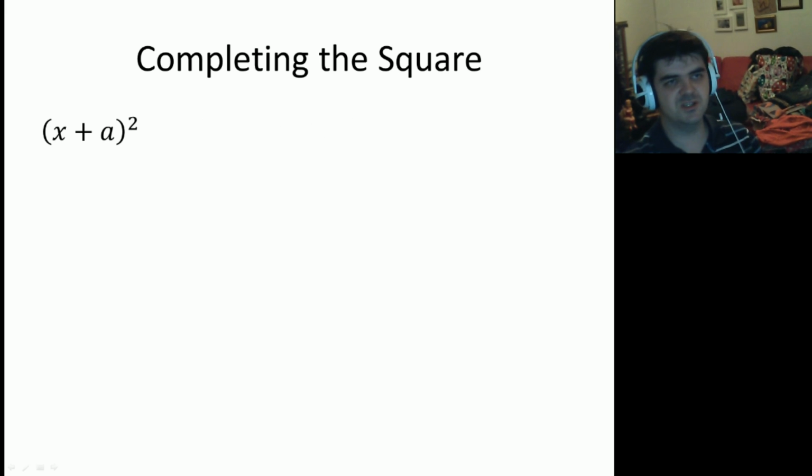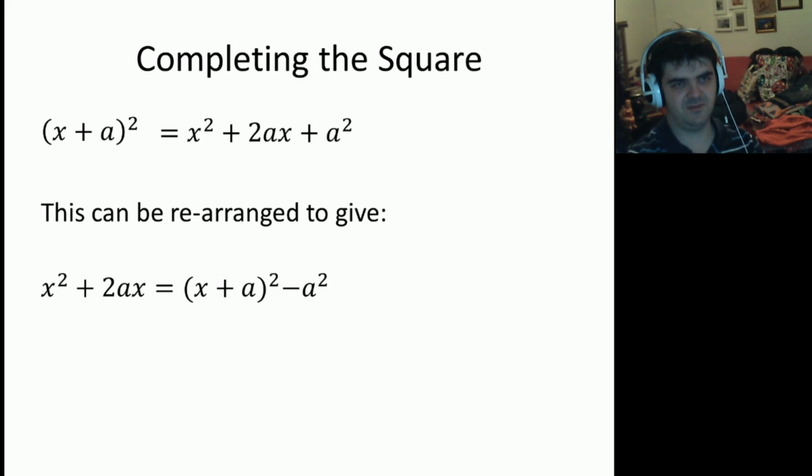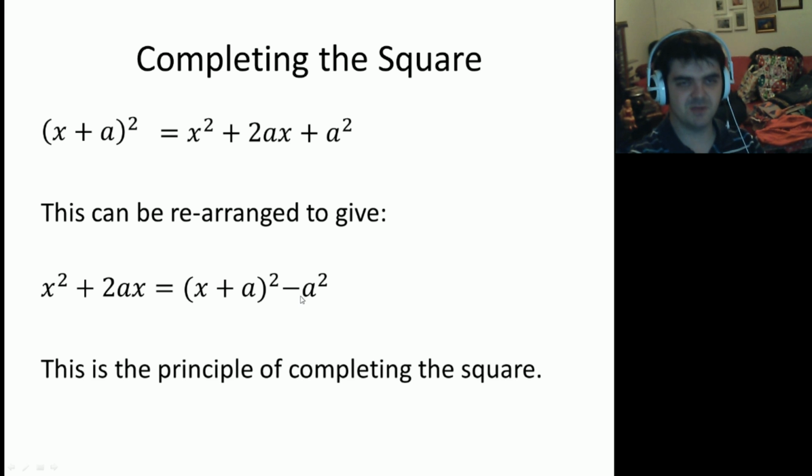So, if I have just two generic brackets together, x plus a, where a just represents a number, it could be x plus 3, what you would do is square the x, square the a, so you'd have x squared, a squared, and then you do 2 times whatever the other one's in. If you put them side by side, you'll see that's what it comes to. You would get something in this form. This can be rearranged to give you something like this: x squared plus 2ax is equal to this. That comes over the other side to look like that. This is the principle of completing the square.